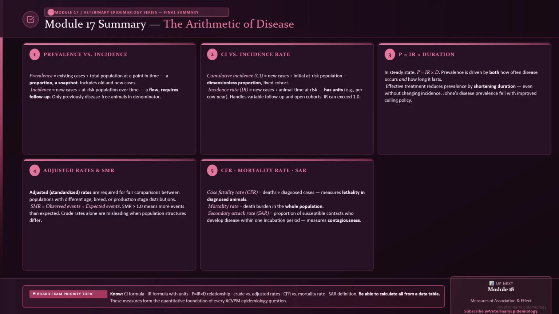And that's our module on measures of disease frequency, from prevalence to incidence, from attack rates to the Rogan-Gladen correction. You've just covered some of the most foundational and most examined material in the entire ACVPM epidemiology domain. This is the stuff that separates candidates who understand epidemiology from candidates who have memorized it. I want you to truly understand it.